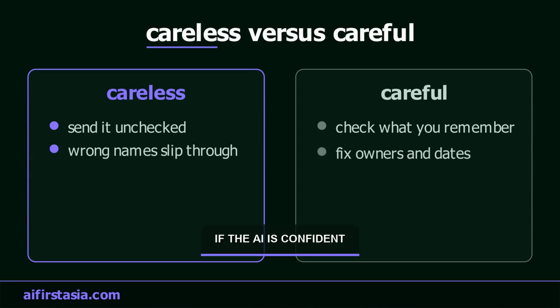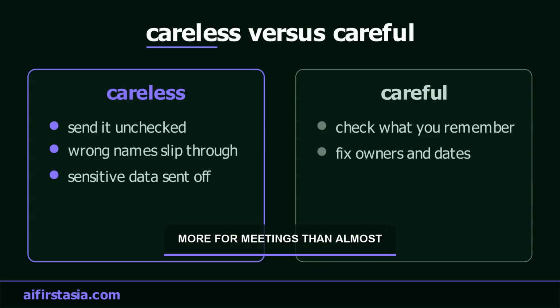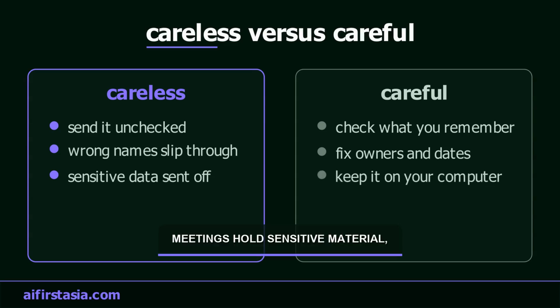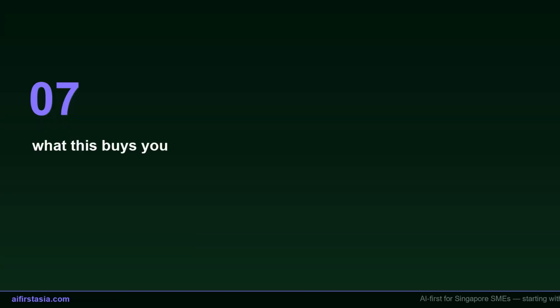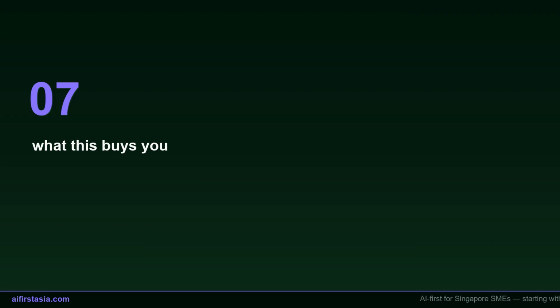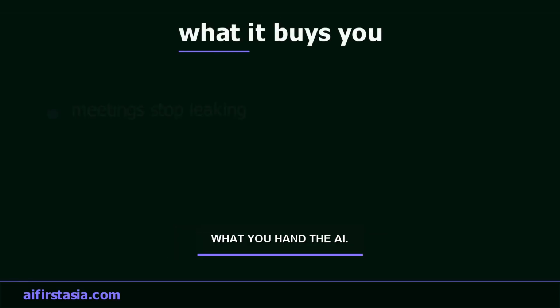If the AI is confident about something you do not recognize, treat that as a flag, not a fact. The second, and this matters more for meetings than almost anything else, is privacy. Meetings hold sensitive material, client details, staff matters, numbers you would never post publicly. So be thoughtful about where this information goes. The approach we teach is to keep the work on your own computer with tools that process your material locally, rather than sending it off somewhere you cannot see. When in doubt, leave the most sensitive details out of what you hand the AI.